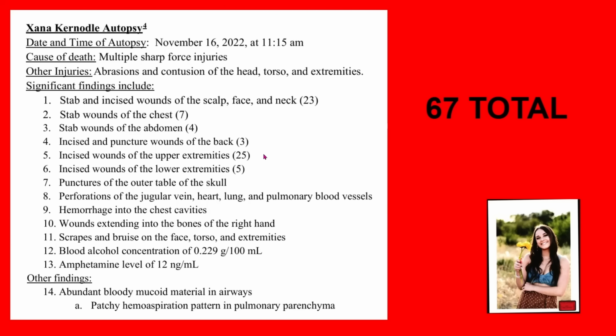Then we have Xana. Xana, we've got 23 stab and incised wounds of the scalp, face, and neck. 7 in the chest, 4 in the abdomen, 3 in the back, 25 in the upper extremities, and 5 incised wounds of the lower extremities. 67 total. How long would it take?